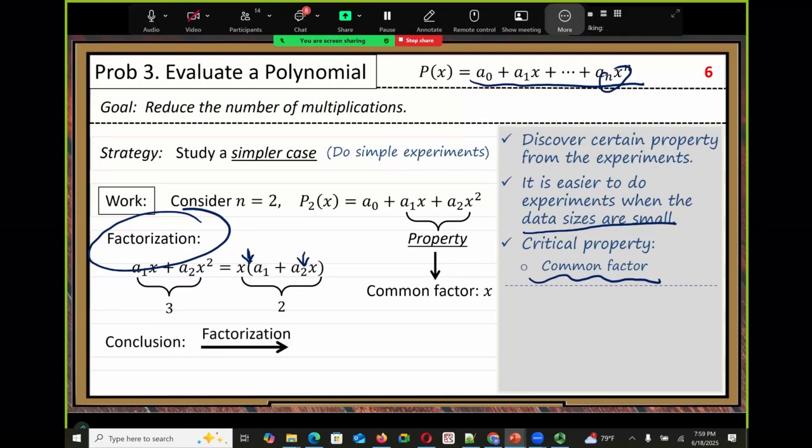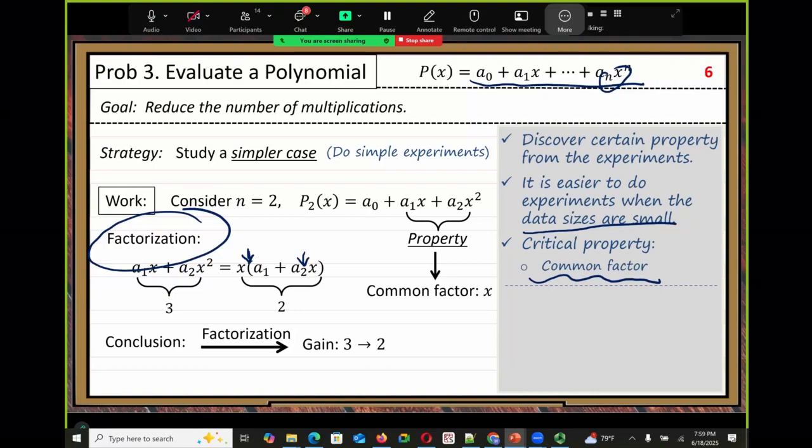So the conclusion: oh yeah, we run out of time. I set a clock, so I will stop quickly. The reason we can improve the number of multiplications, gaining from 3 to 2, is because we apply factorization.